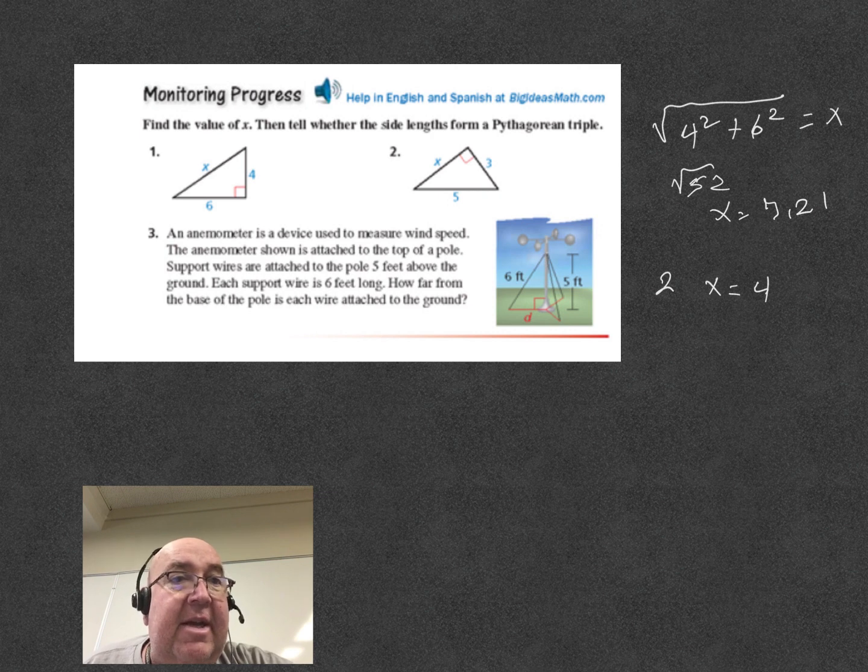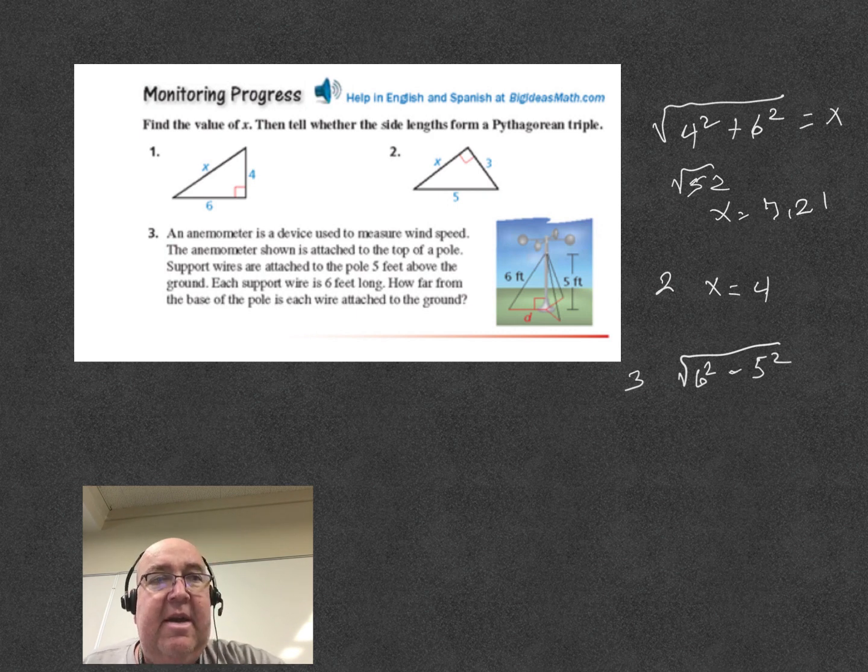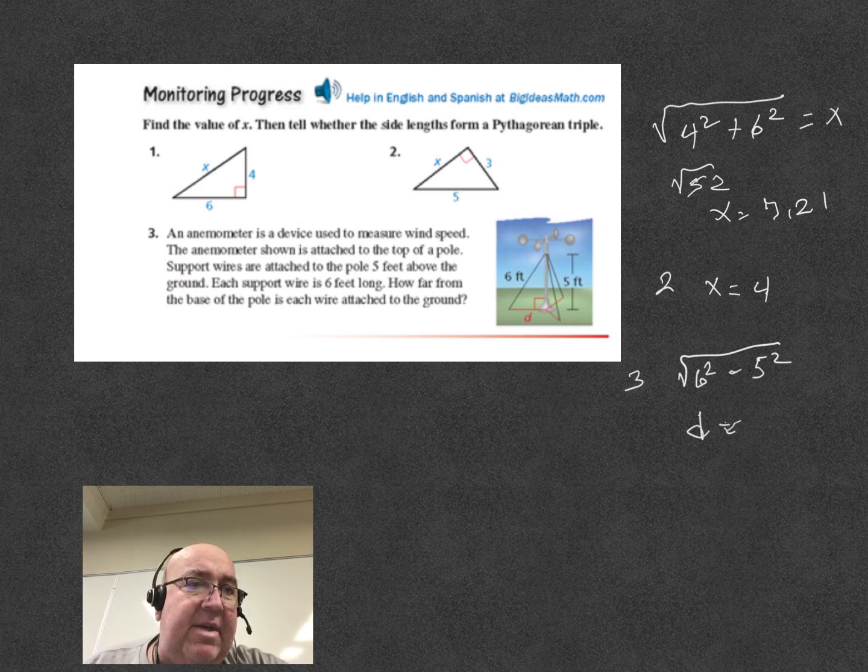So the triple 3, 4, 5 is shown there. Number 3, we're going to have the square root of 6 squared minus 5 squared, because we have the hypotenuse and we want to find the shorter side, D. And D is going to be about 3.32.